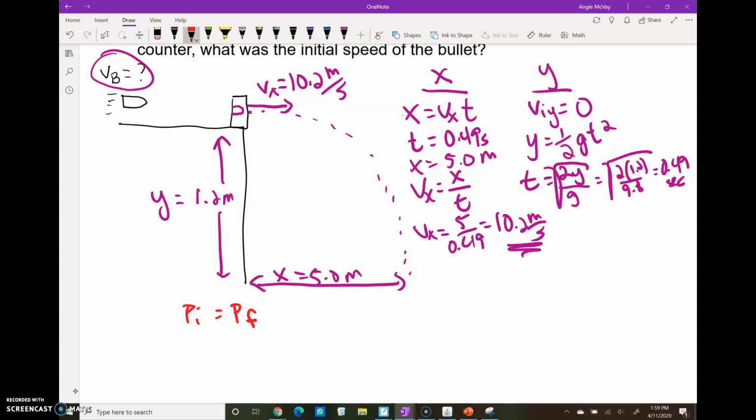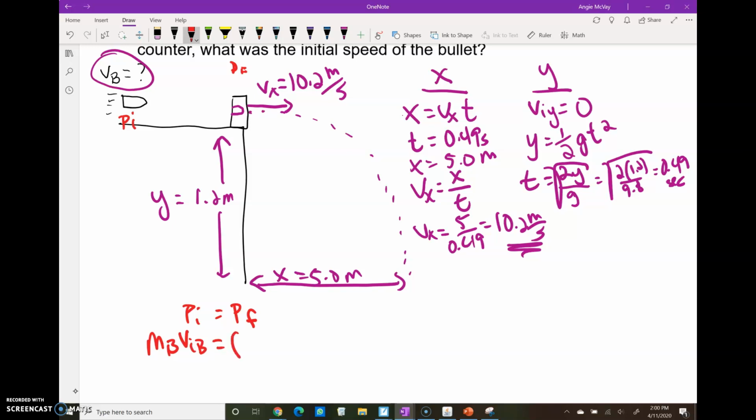Okay, so right here when the block, or when the wood and the bullet collide together, that's going to be where our momentum final is happening. And over here when the bullet is moving, that's going to be momentum initial. Okay, so before the bullet collides with the wood, just the bullet has momentum. So we've got mass of the bullet times velocity initial of the bullet.